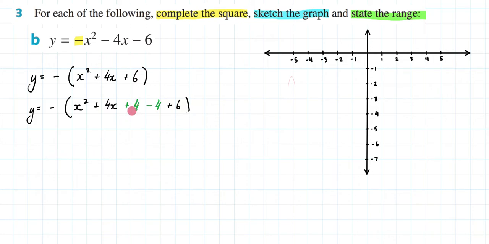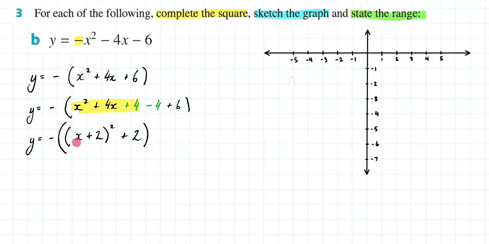Now why did we do this plus 4 minus 4 thing? Well, the reason why we did it is because this right here, x squared plus 4x plus 4, is a perfect square, which means it can be neatly factorized into x plus 2 squared. Now this is where you have to be careful of your brackets. I'm actually going to have another bracket here, and then I'm going to have minus 4 plus 6, which is going to be plus 2.